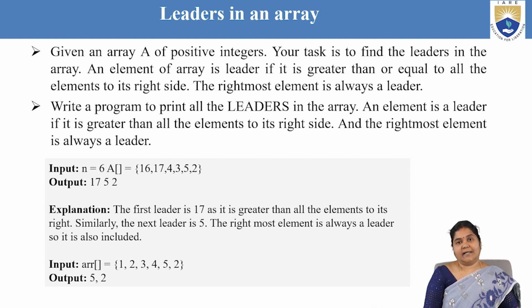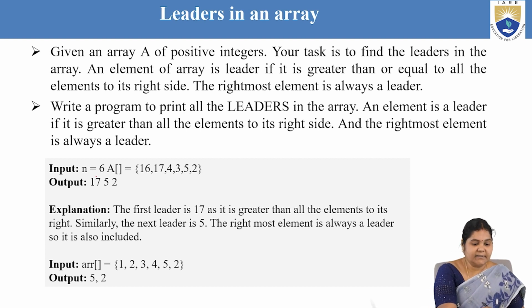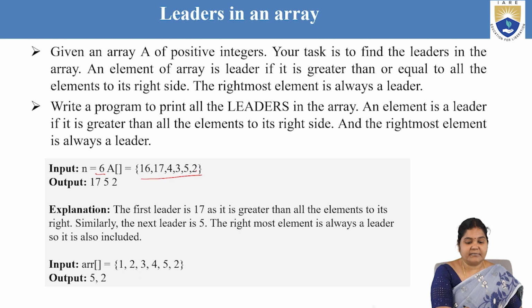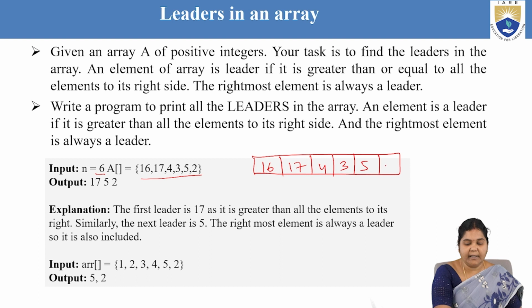Now, let us understand, in a list of positive integers, how to identify a leader and how to write down the logic for this problem. So, let us take n equal to 6. There are 6 elements in the array and the elements are 16, 17, 4, 3, 5 and 2. So, you have to understand like this: 16, 17, 4, 3, 5 and 2. There are 6 elements.